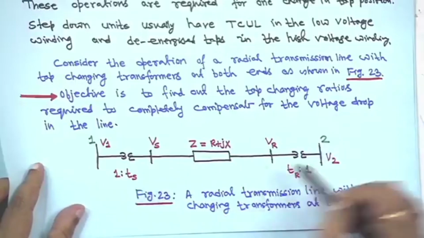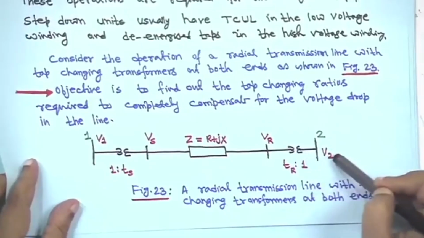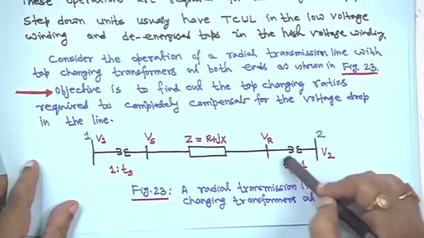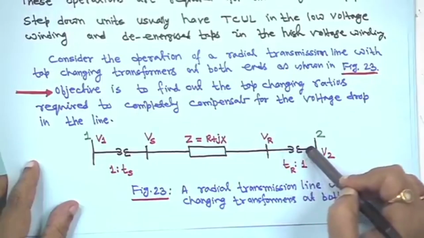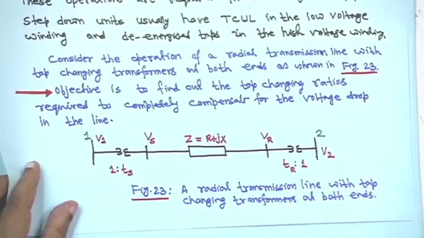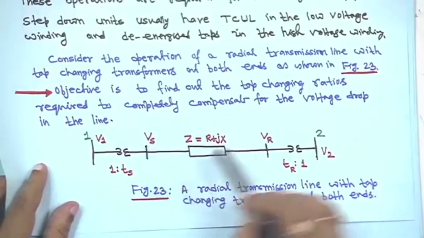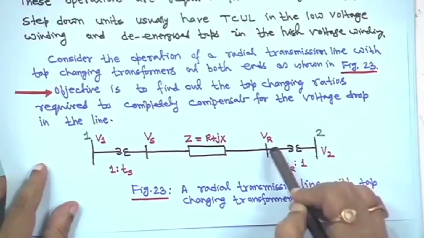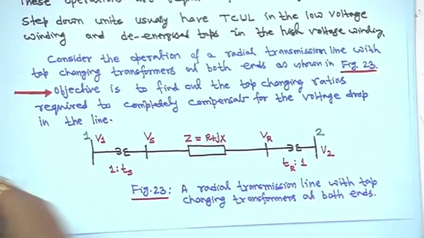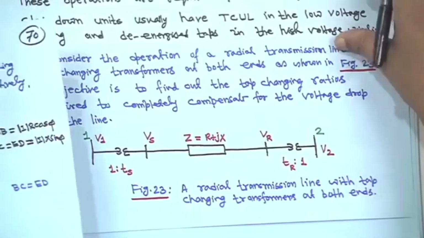So, you have to find out TS and TR both. This is 1:TS, and when you look at this transformer, you should look from this side. So, it is 1:TR, but on this side, if I assume this is primary and this is secondary, it is TR to 1, basically 1:TR, this side also 1:TR, and this is the line impedance, Z equal to R plus jX, and this is the sending end voltage and this is the receiving end voltage. This is a radial transmission line, right. Next, as you know, later we will see, after all these voltage control methods, the transmission system.